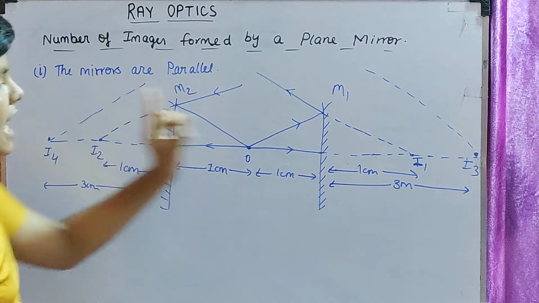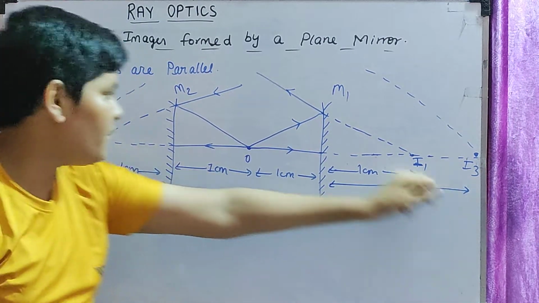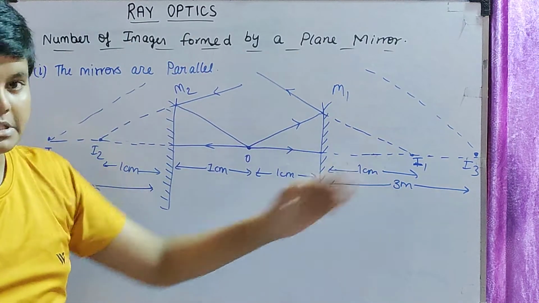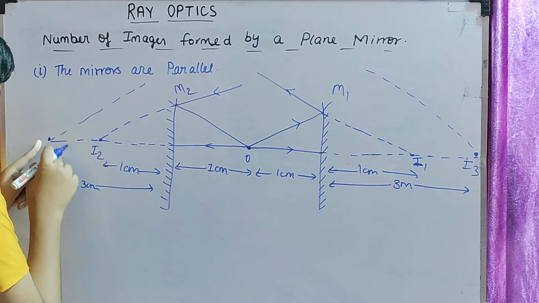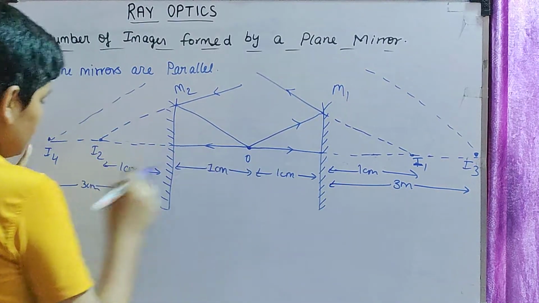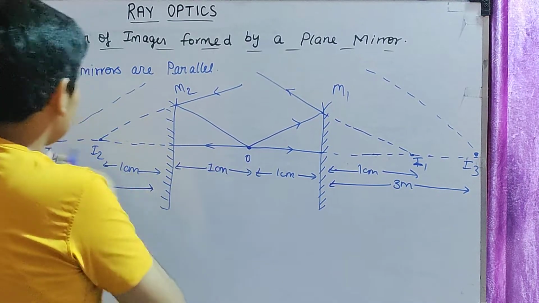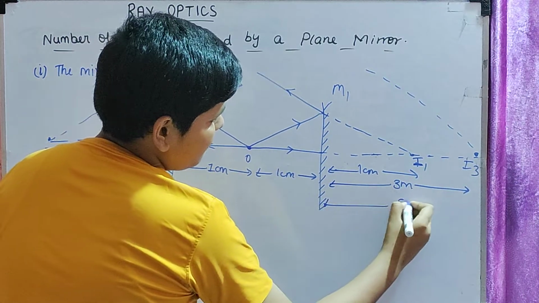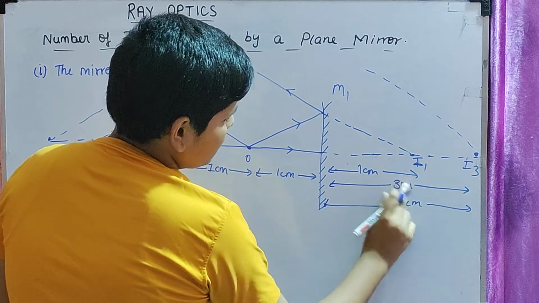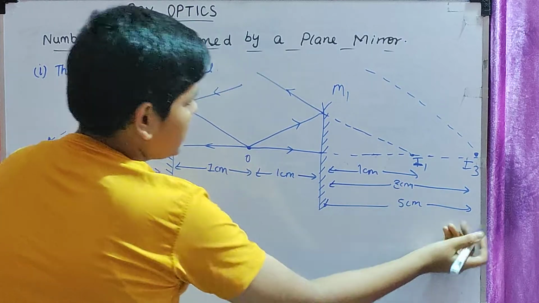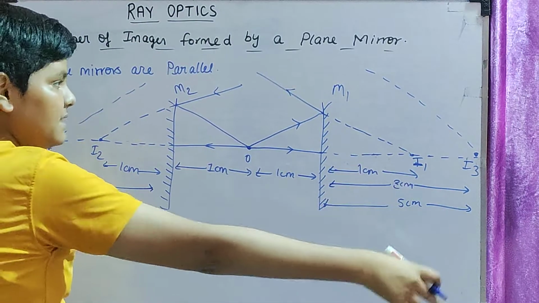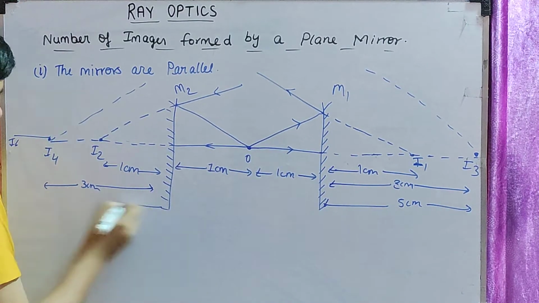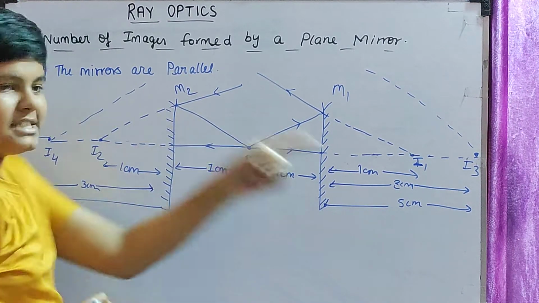Now this I3 will become an object for the second mirror, or you can take this I4 to be the object for the first mirror. Now here, this distance to this distance, 3, 4, 5. This will form one image somewhere, that I5, at a distance of 5 centimeter. Then that same 5 centimeter again will form an image over here as I6. That will also be 5 centimeter. Then again 7, then again 8.